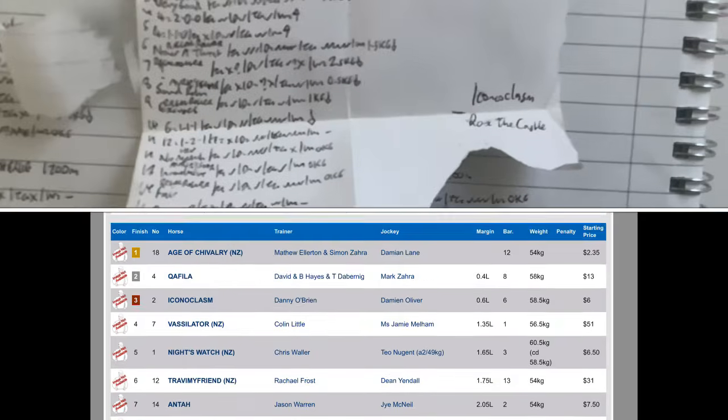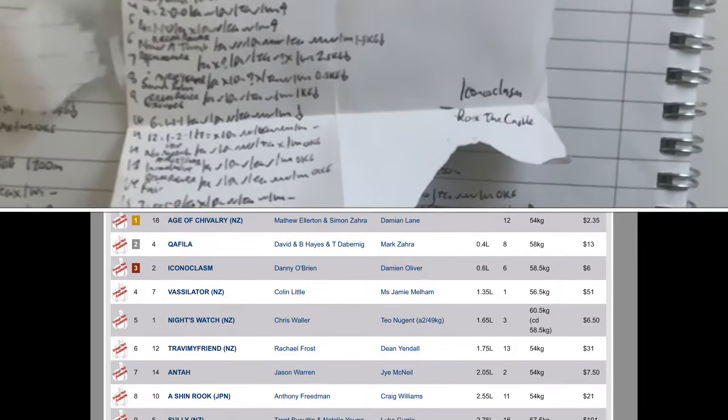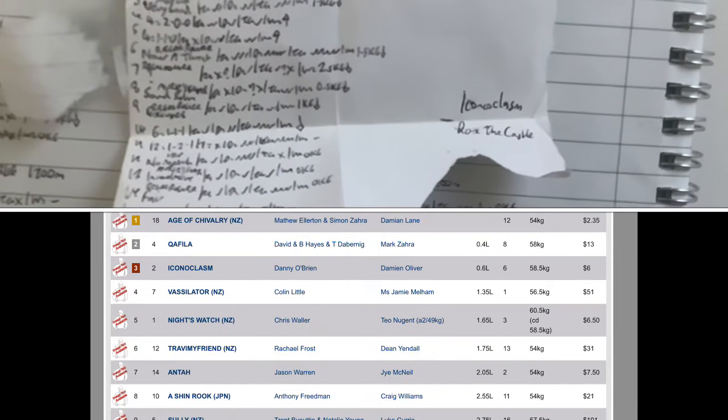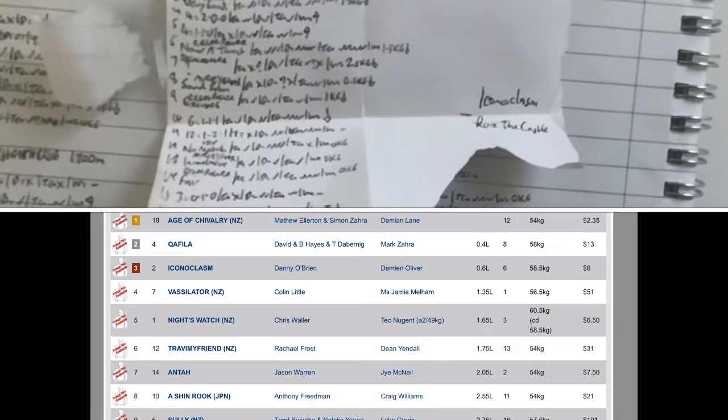Looks like I had Iconoclasm, and it ran 3rd, beaten a half a length. The winner was the favourite, number 18, Age of Chivalry, who controlled the race last start in a benchmark 84. So 2 winners out of 8 on the card.